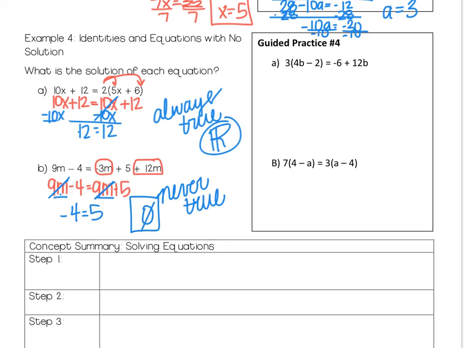Guided practice number 4, I want you to pause the video, try those on your own, and I'll go over the answers in just a second.